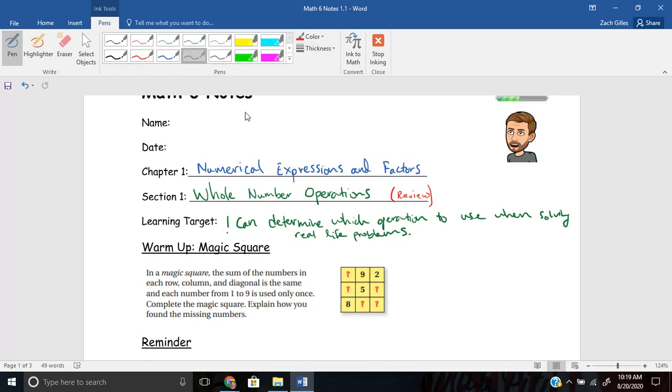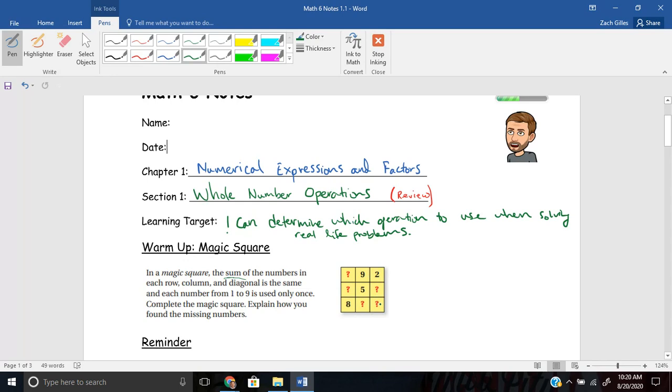the day. And the magic square is right here. If you want to draw your own, you can, so that you don't have these question marks in here. But it says in a magic square, the sum of the numbers in each row, each column, and each diagonal is the same. The sum of the numbers. Okay, that's an important word. Is the same in each row, column, and diagonal. Right? Each number from 1 to 9 is used only once. All right, so these numbers that are already in there can't be used again.